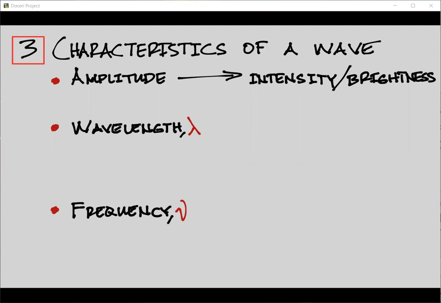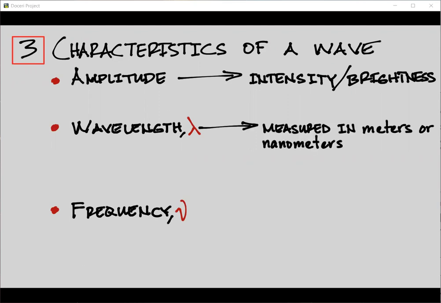In the lecture, we focused more on wavelength and frequency. Wavelength is typically measured in meters or in nanometers. And if you're looking at a graph as shown here, where you have a wave, the wavelength is the distance between two crests or two troughs, right? The distance between the two maxima here, or the two minima. So the measurement is the same. That's how you measure the length of a wave.